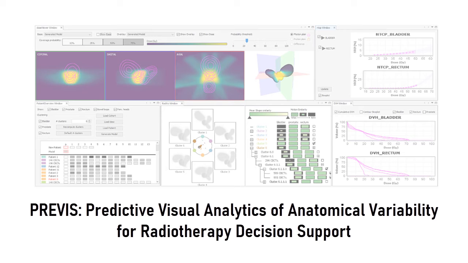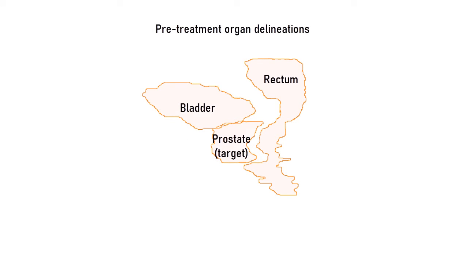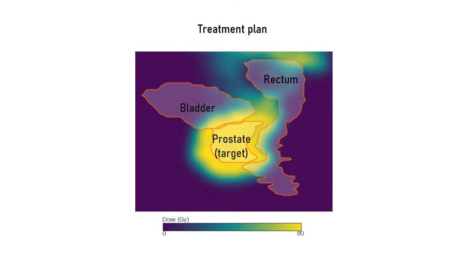In this paper we present PREVIS, a system for predictive visual analysis of anatomical variability for radiotherapy decision support. Radiotherapy requires meticulous planning prior to treatment. The radiation treatment plan is optimized with regards to organ delineations on a pre-treatment CT scan of the patient.